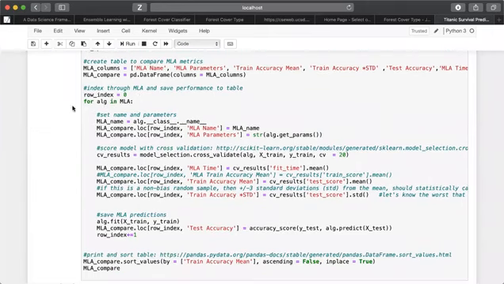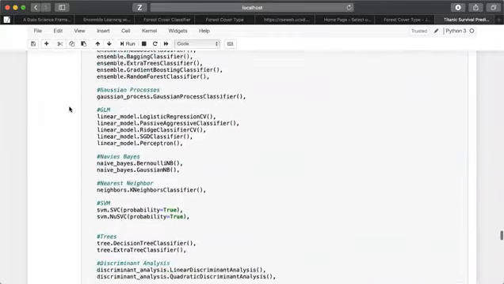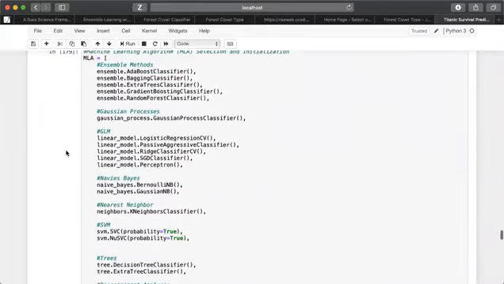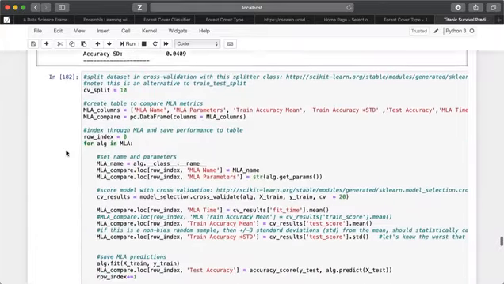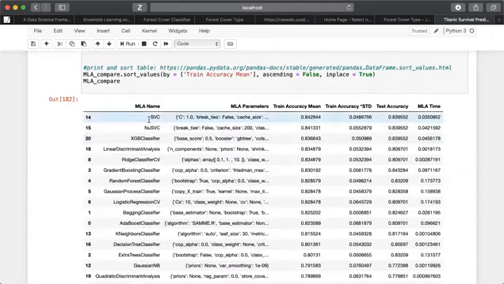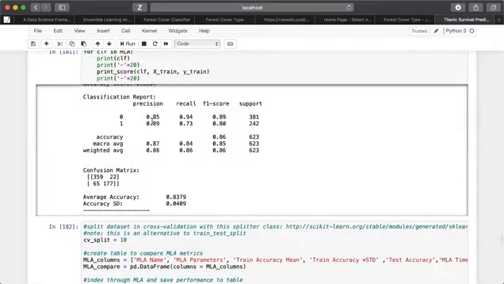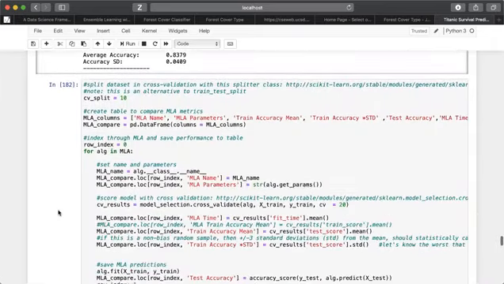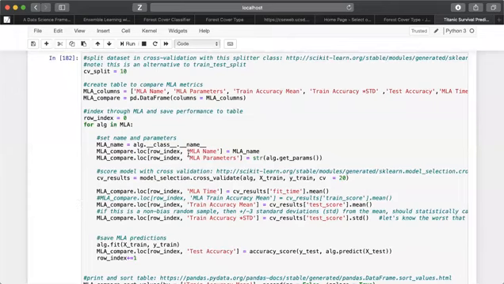for alg in MLA. MLA is what? All these classifiers. So it will take one by one. It will go to the first classification method. MLA name, how will it fill? It will take alg under class name. That classifier name will come here, MLA name. So for the first, for example, it has taken SVC. It will do one by one. Thereafter, MLA compare dot loc row index MLA name is equal to MLA name. So I have filled this MLA name to this MLA name.